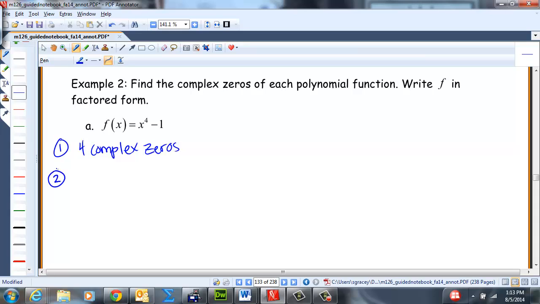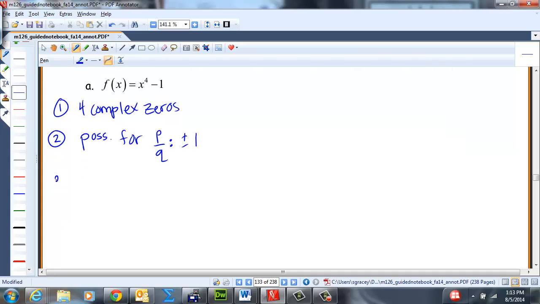And second up, possibilities for p over q. Do you see that they're both going to be plus or minus 1? So we'll just get plus or minus 1. So I don't know, I'll start with 1 and see how that goes. We don't need to graph it. There's no need for the graph.